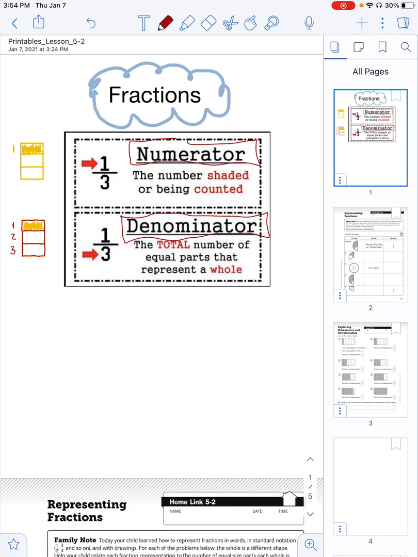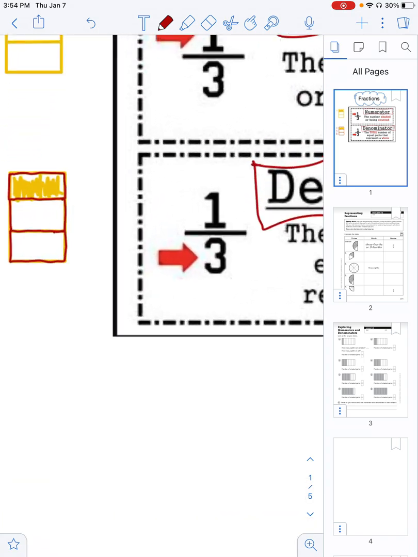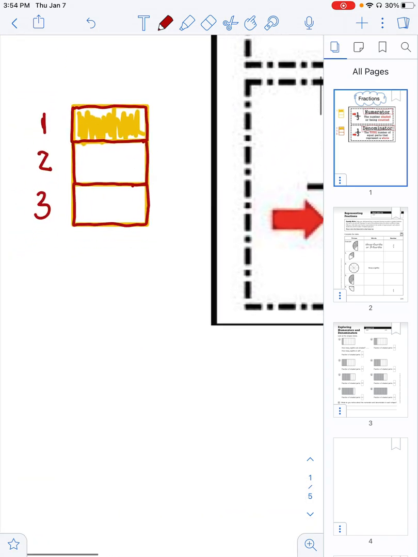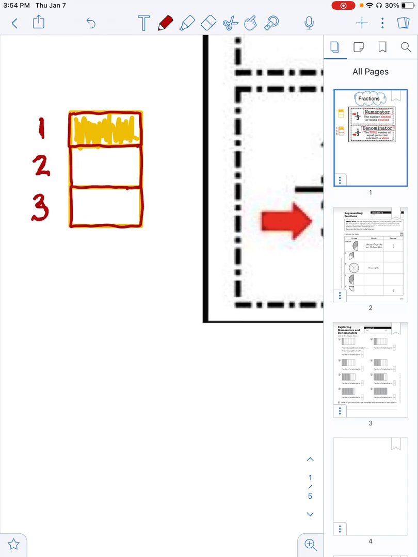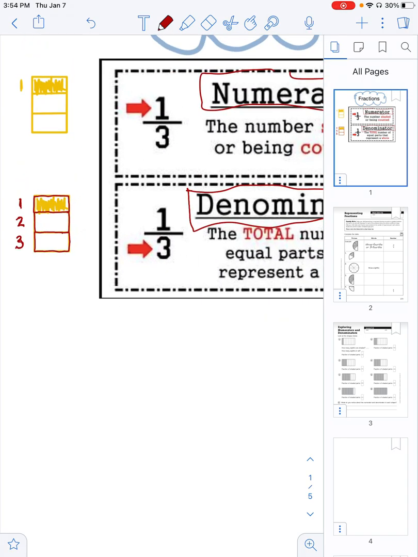Now let's look at denominator. Denominator is the bottom of a fraction, the number that goes on the bottom. The denominator is the total number of equal parts that represent the whole. So what does that mean? Well, how many equal parts are there in the whole shape? Well, here's one part, here's two parts, and here's three parts. So there's 3 equal pieces, and that's where that 3 comes from in the fraction, right here.